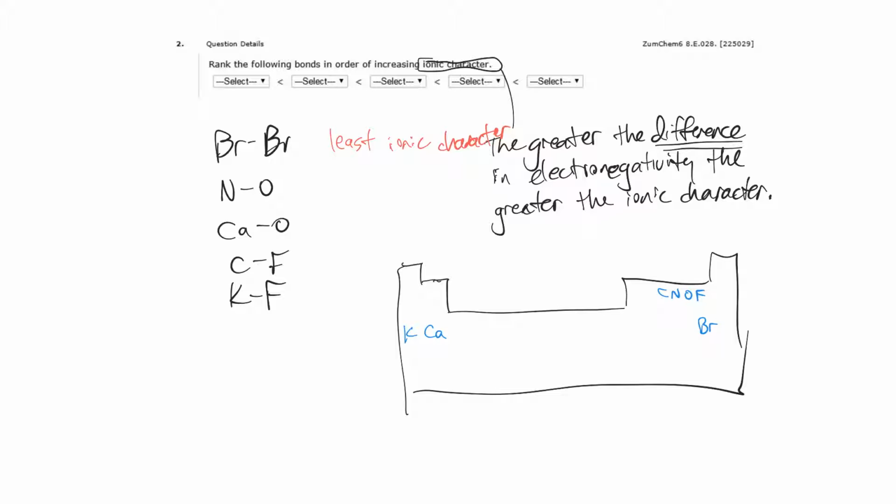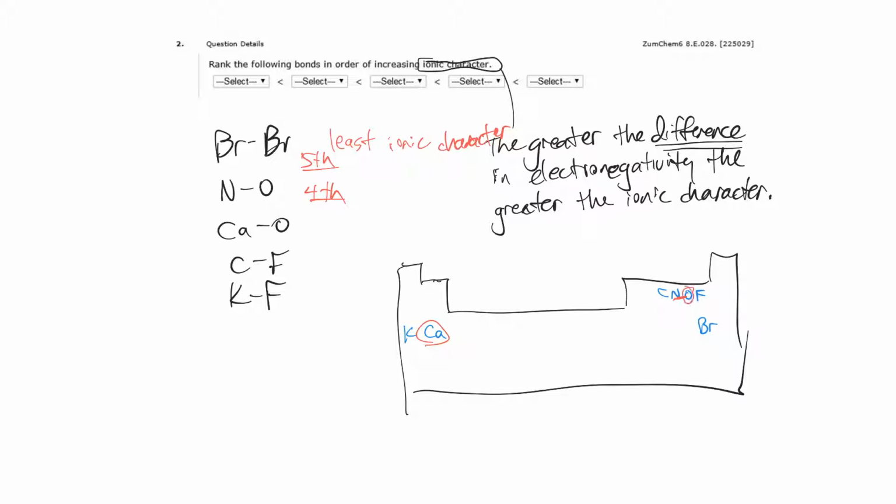Okay, nitrogen to oxygen, they're one step away from each other. This would be like the next lowest difference in electronegativity, and therefore the next lowest ionic character. So if we've got 5 bonds, here's what we'll do. I'll rank them. So this is the 5th greatest ionic character. Nitrogen to oxygen, since they're right next door to each other, let's call it 4th place.